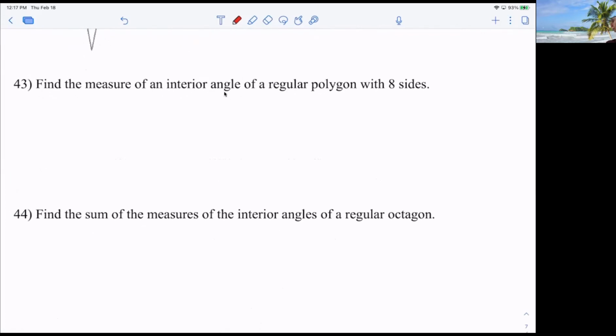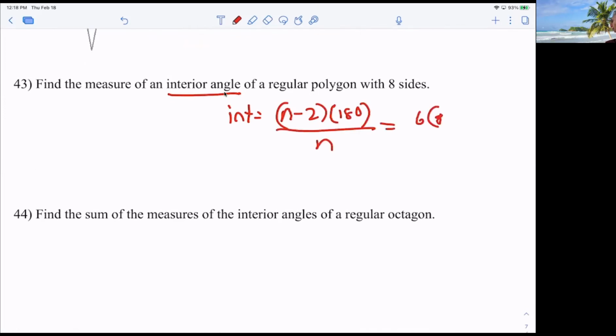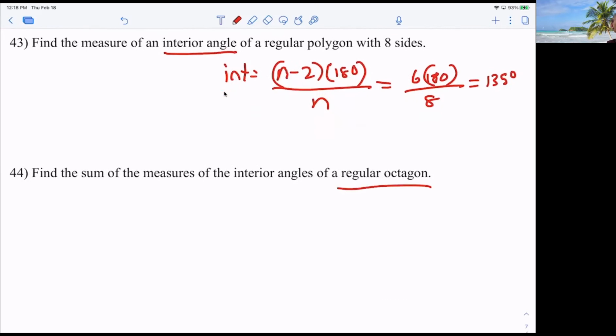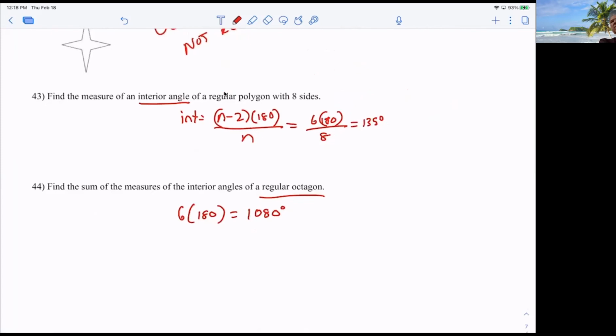So the measure of the interior angles, that's the sum. So I want to find the measure of an interior angle. So the angle is equal to n minus 2 times 180 divided by n, 6 times 180 divided by 8 was 135 degrees. And the sum of a regular octagon, that would be 6 times 180, which is what? 1080. Yeah, 1080 degrees. All right, guys, the end.